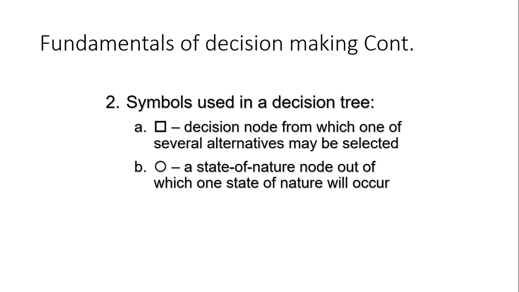In a decision tree, you will have two symbols in the drawing. The square is called a decision node, from which one of several alternatives may be selected. So you will draw a square, and from this square you will have branches or lines for different alternatives, and we'll see that in the next slide. The circle is a state of nature node, out of which one state of nature will occur.